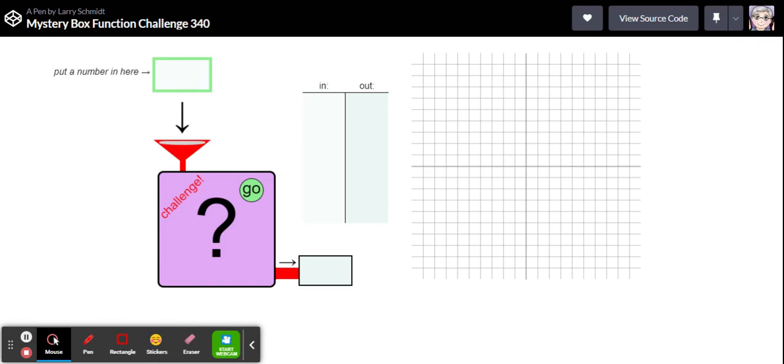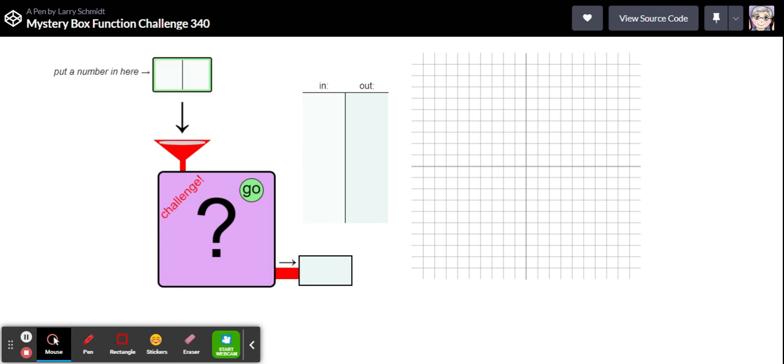In the purple mystery box there is some math and your challenge is to figure out what it is. Because today is a Friday, that math is going to be particularly challenging. If you'd like to use the link in the description, you can try this out on your own, and when you've got an idea, come on back and see if we get the same thing.